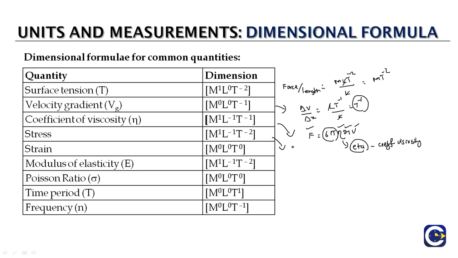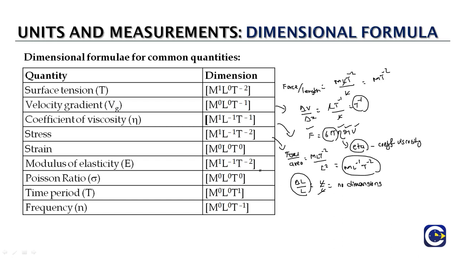Then we have stress. Stress is force acting on a given area, so we'll have the dimensions of M L T power minus 2 divided by area, L square, so the final dimension will be M L power minus 1 T power minus 2. Then we have strain. Strain is nothing but, if we are trying to elongate an object, change in length by original length, which is called longitudinal strain. So it will be length by length, which has no dimensions. So strain is another dimensionless quantity.